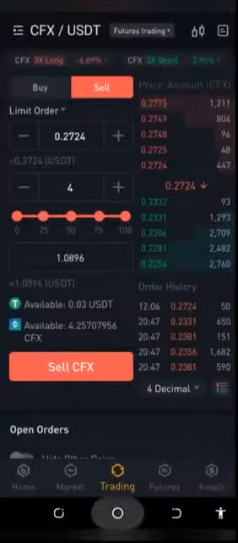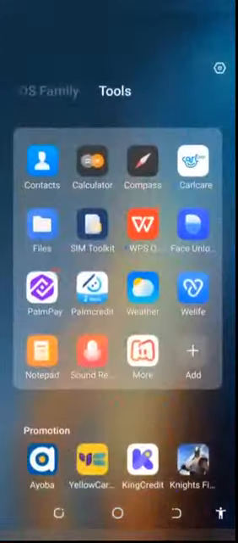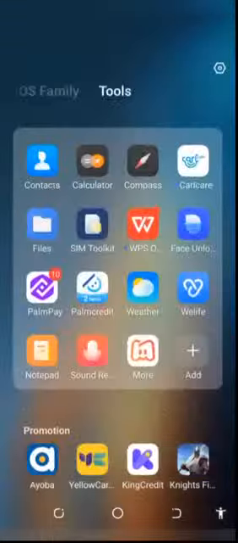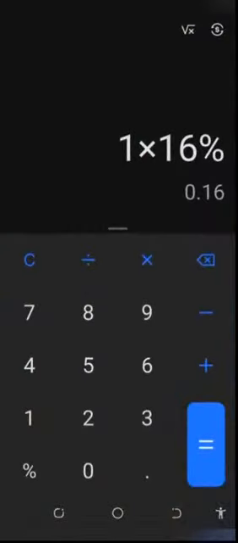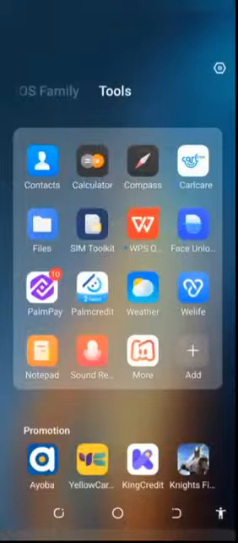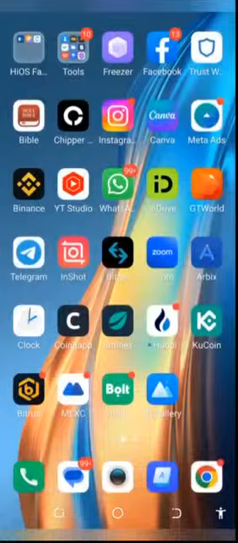$1.08 is good, because that means that if I calculate it, that's 1 times 16%. Yeah, that's it. Oh, this is supposed to be $1.16. Okay, but it's giving us less. Okay, don't forget that it took a little bit out of the transfer fees.